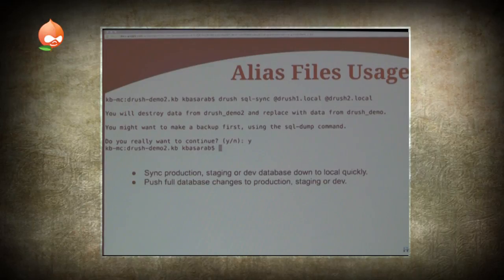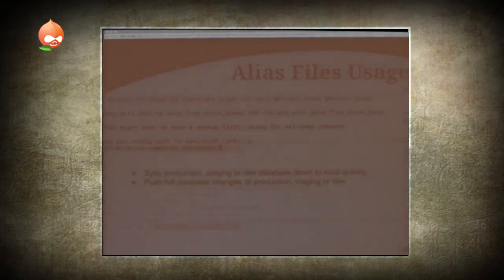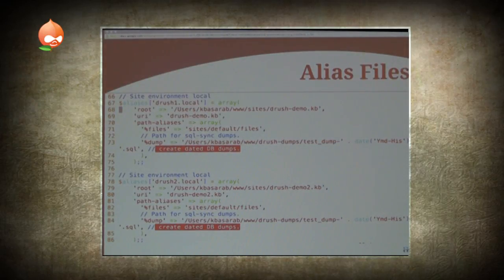Can you go back and generate an alias file? Yes. Just like you can with a make file, you can generate a site alias file with drush site-alias. And then there are a couple of options which I would always recommend. Drush SA, and then the alias for the site.